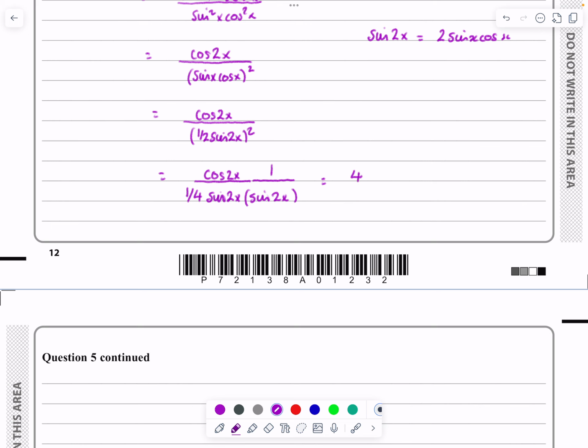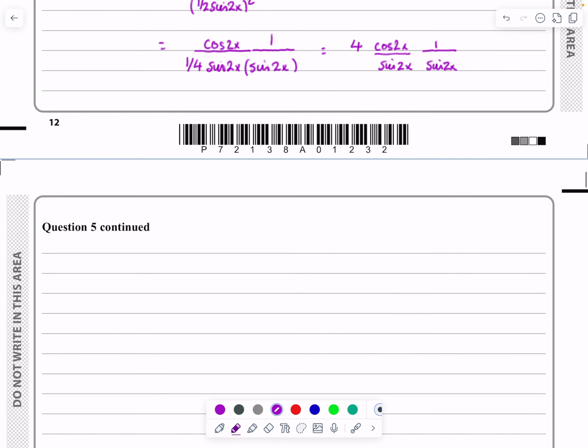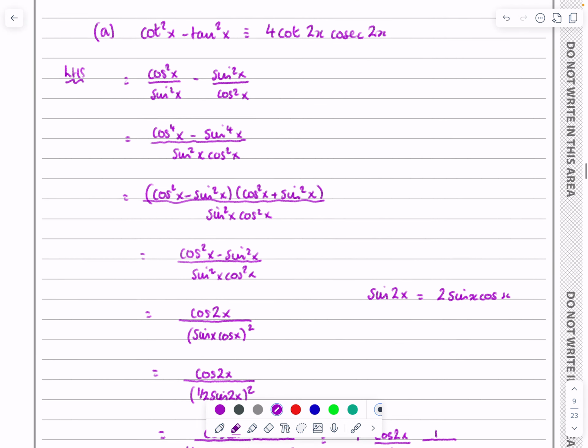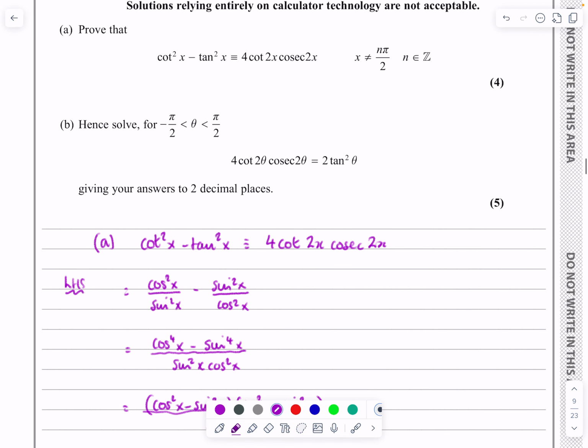1 over a quarter is a 4, and I've got cos 2x over sine 2x. Well, that is cot 2x and I've got 1 over sine 2x, and that is cosec 2x. So I'm now just 1 line away from my answer. It's equal to 4 cot 2x cosec 2x, and just to show off at the end, equals the right-hand side. So as we went down through that proof there, starting off at the left-hand side and ending up at the right-hand side, that will fill out really quite nicely.